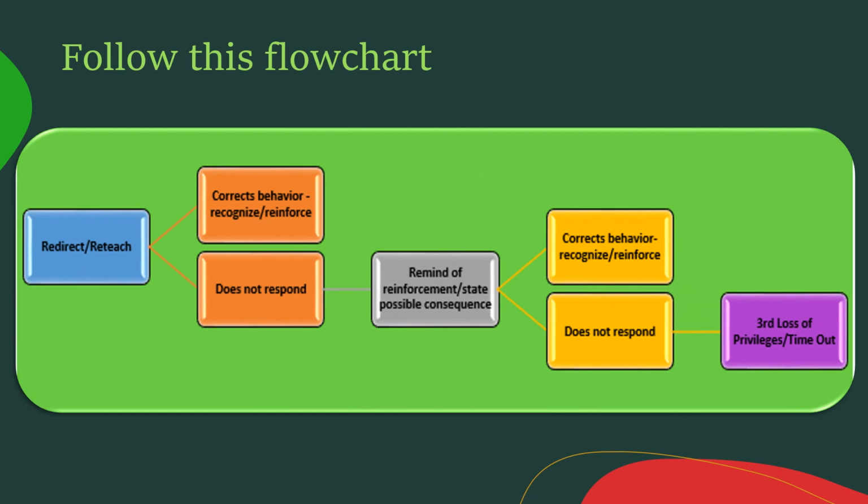Here's a flow chart that can be used to help you follow steps when the misbehavior is happening. Okay, so it goes from left to right. The blue rectangle where it says redirect and reteach, that would be the first thing you do. So if my child's behavior is not what is expected of them during this time, then I can first do a redirection and then take a few seconds and see, does my child respond properly? If they do and they correct the behavior, I can recognize that and reinforce them, thank you.